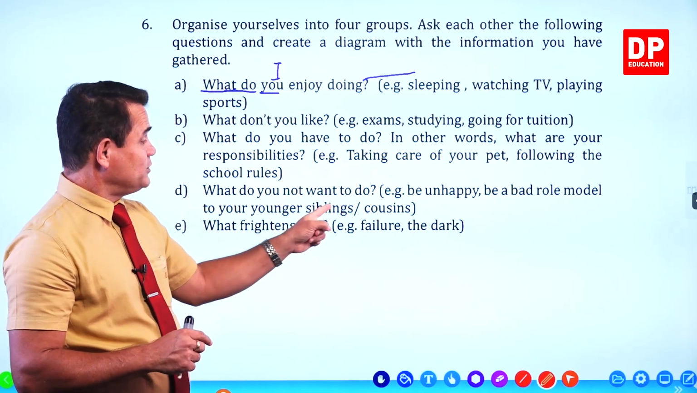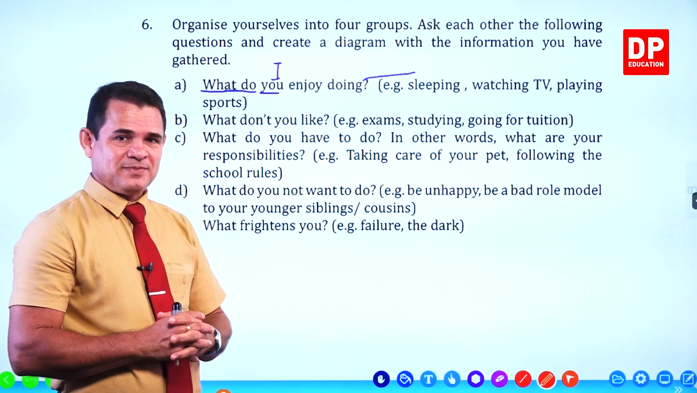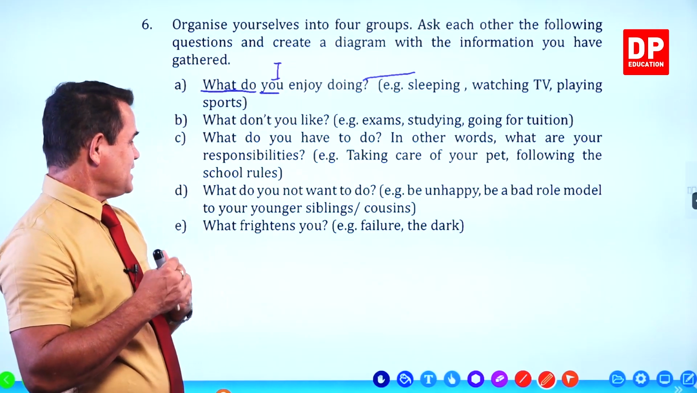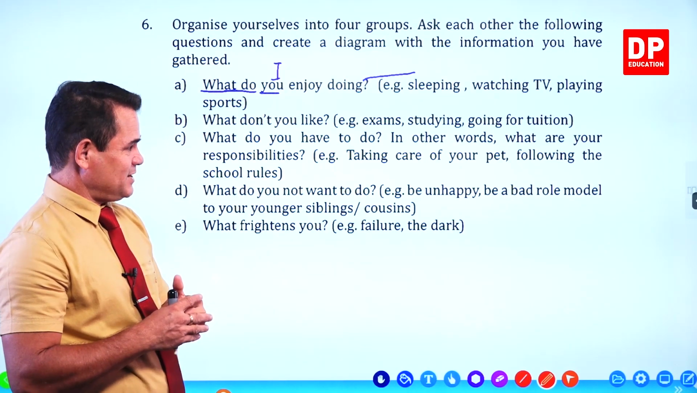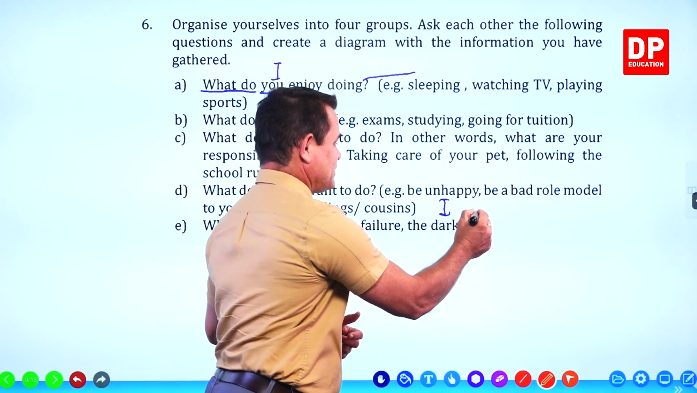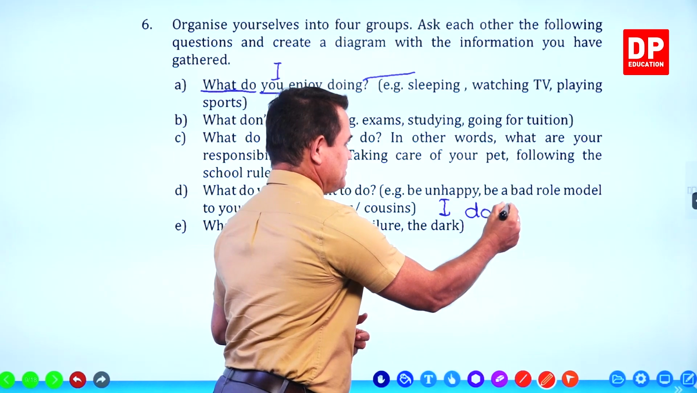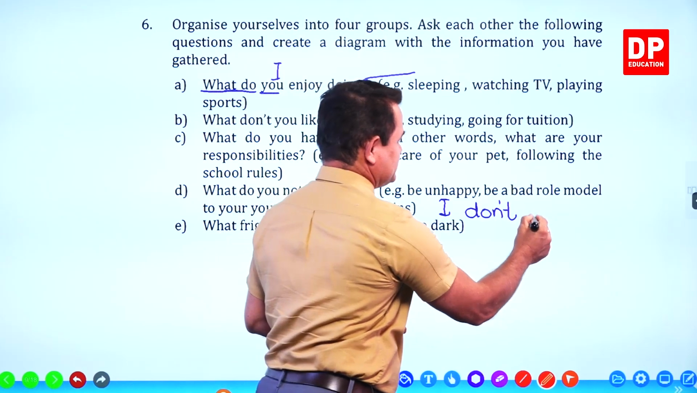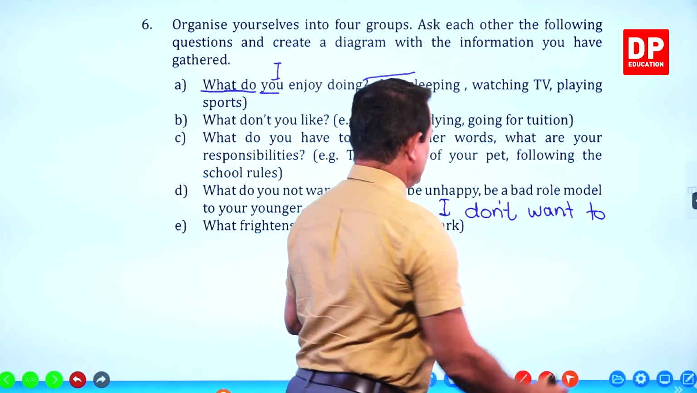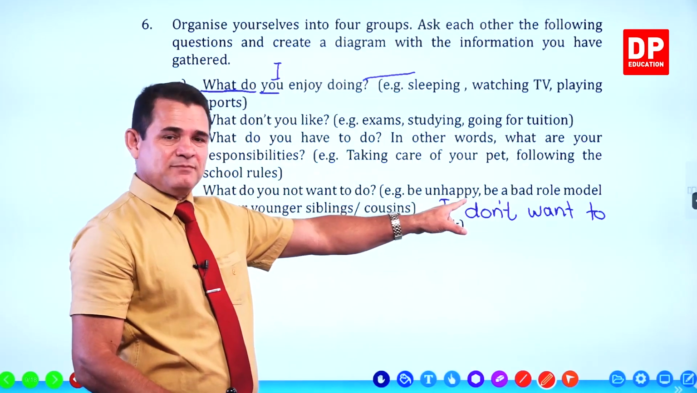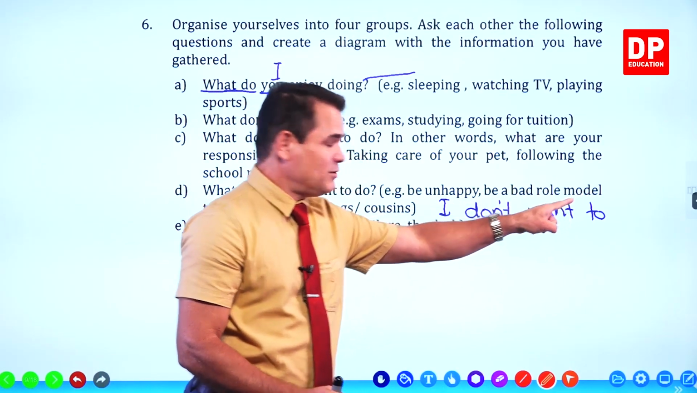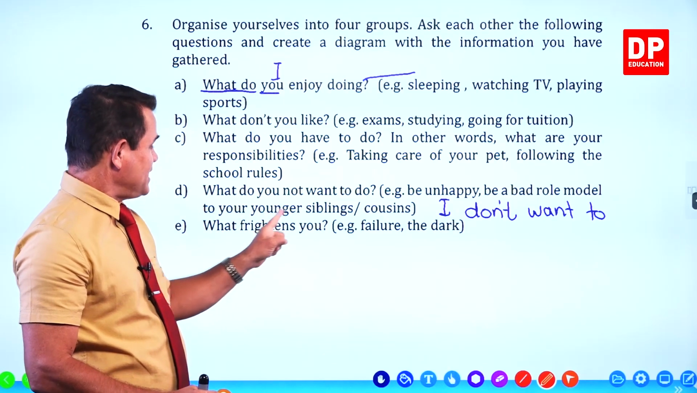I don't want to be unhappy. මට අසතුටින් ඉන්න ඕනේ. මට සතුටින් තමයි ඉන්න ඕනේ. You can say I don't want to be unhappy. Or, right? I don't want to be unhappy. I don't want to be a bad role model to my younger siblings.